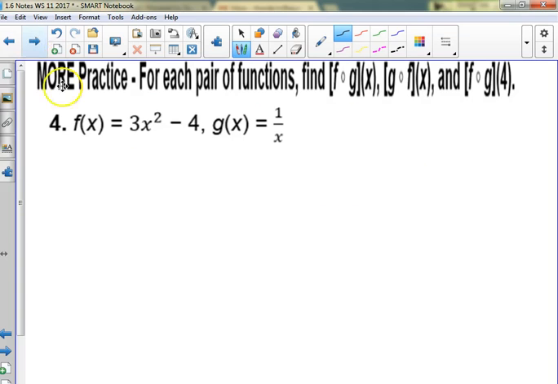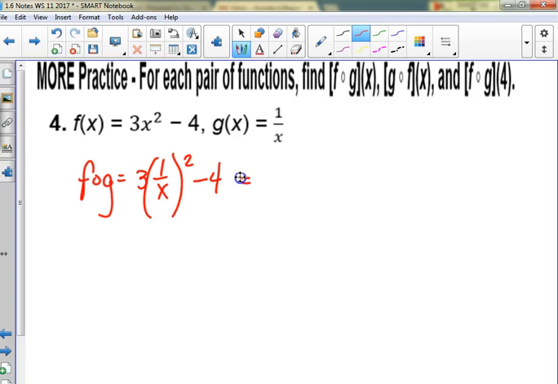Oh, do I have to do another one? All right. Yeah, it's not adding and subtracting this time, right? F of G. So what are we doing? Okay, so we're going to have 3 times 1 over x quantity squared minus 4. What would that look like? Three over x squared, yes, because this is 1 squared over x squared and then times 3 minus 4. And I'm okay if you leave it like that.